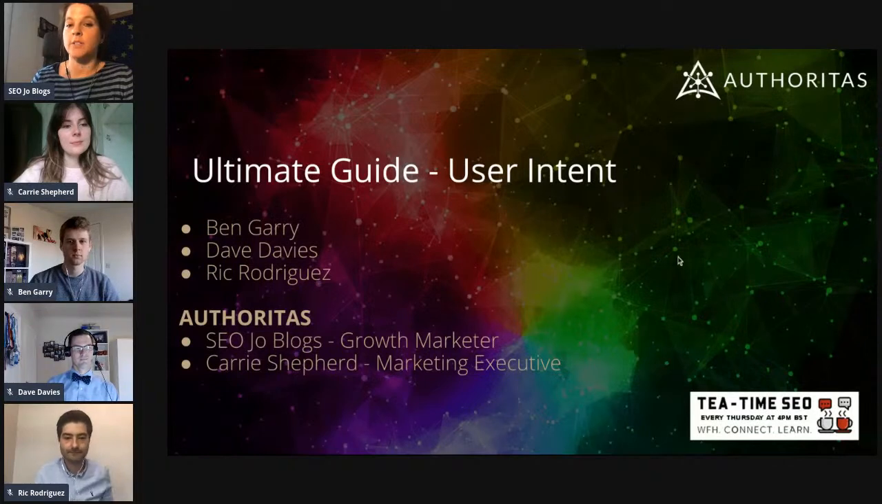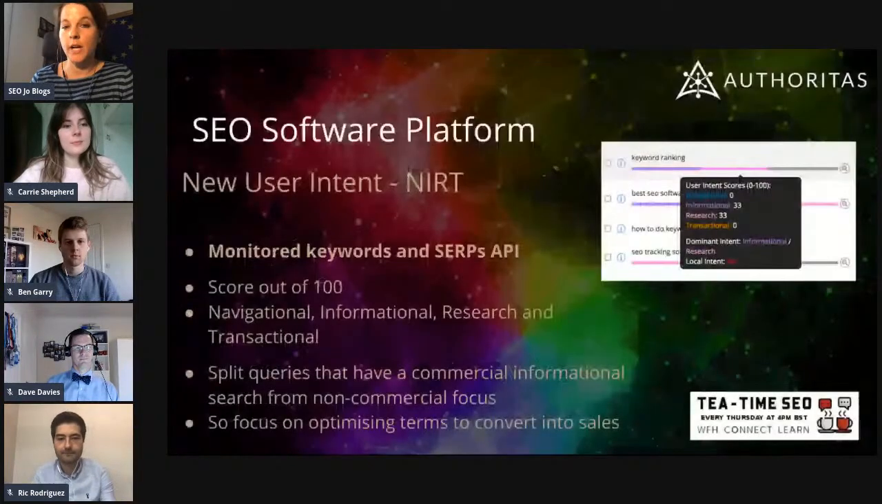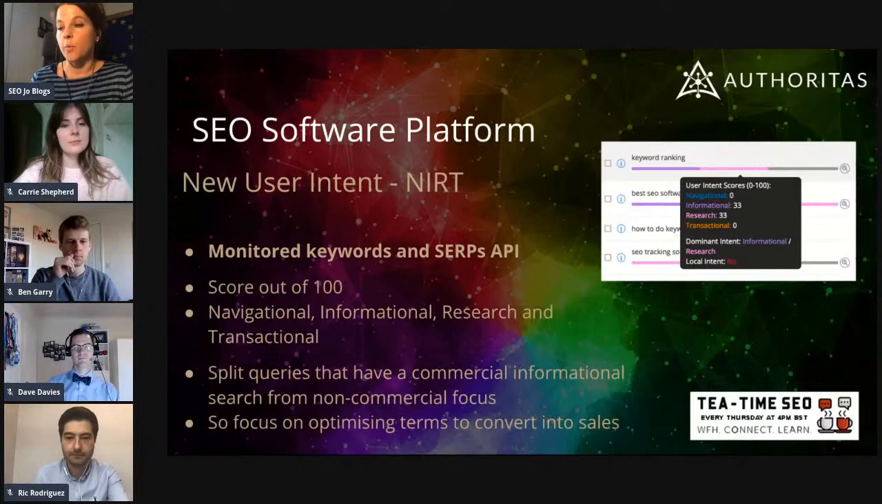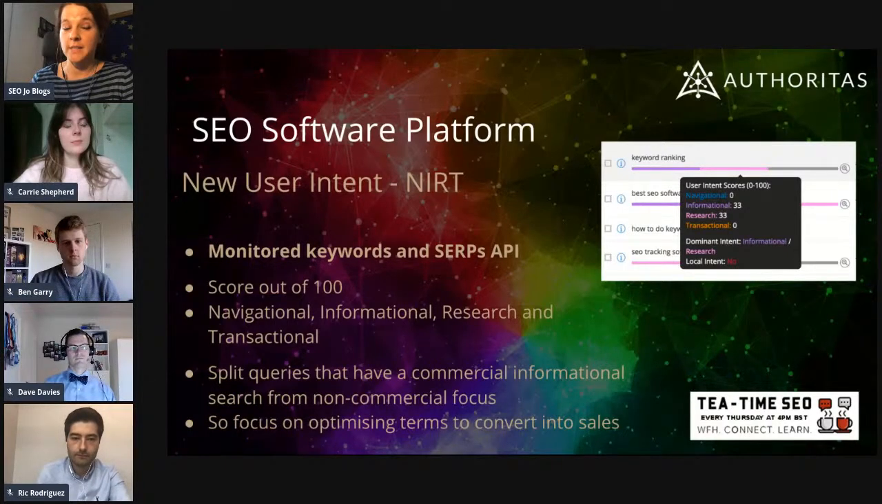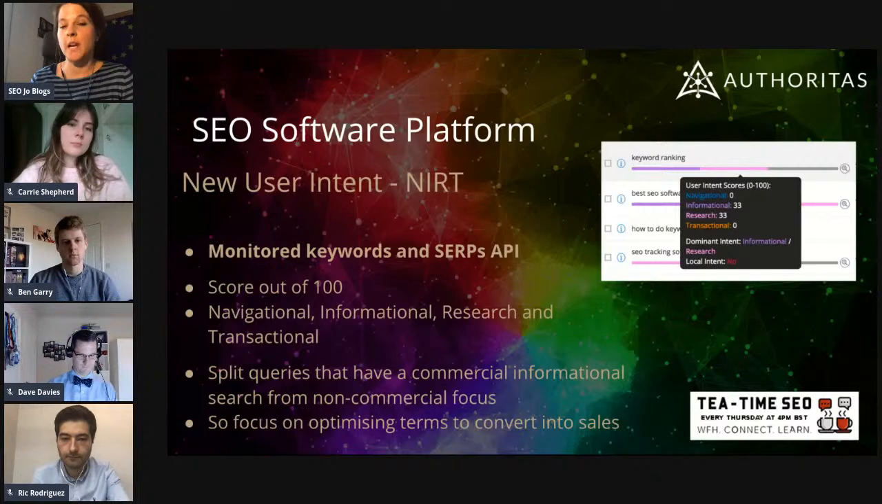Also, I wanted to say that here at Authoritas, we actually have a user intent feature within our keyword rankings module. So we have been able to split out the different user intent aspects: navigational, informational, research, and transactional. It is important to be able to distinguish what type of user intent you have for your terms, because then you can see, is it more of a commercial or transactional type of term? How can you change your page to make sure that you are converting those customers?